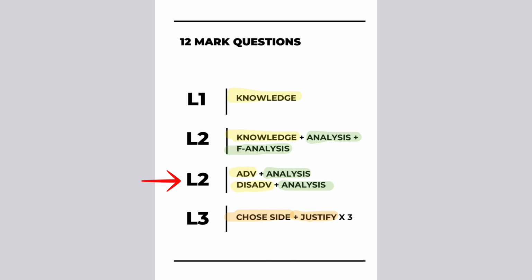The other way is to identify the advantage, which is essentially a knowledge point and analysis, and a disadvantage and analysis. Having both of these will then get you a level 2. This will be highlighted in yellow and green. For level 3, you need to make a choice and then justify your choice. Then you need to justify why the other 2 choices are not the best. This will be highlighted in orange.